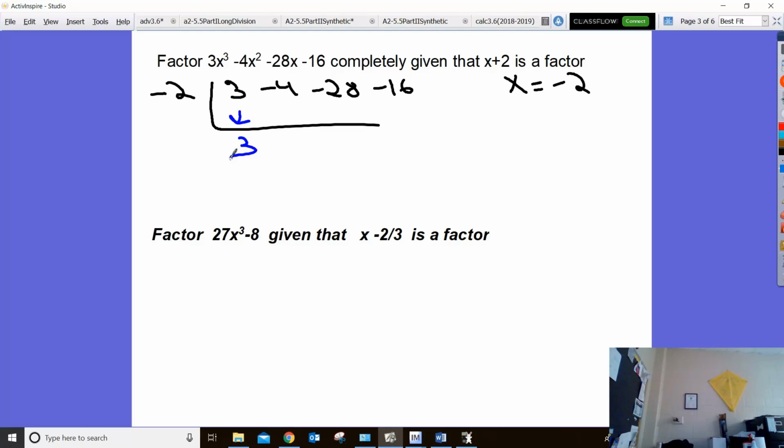Yeah, it helps. Drop the 3. What do you do with the -2 and the 3? Multiply.